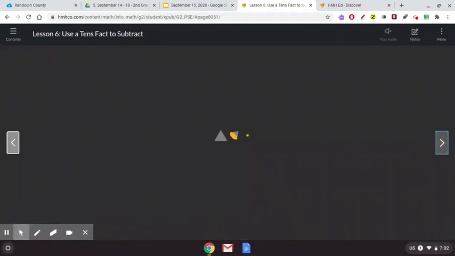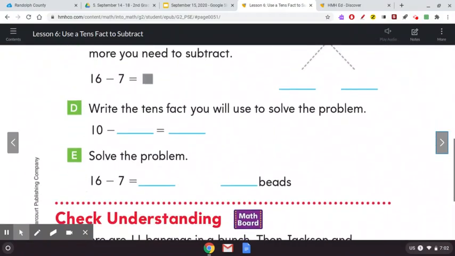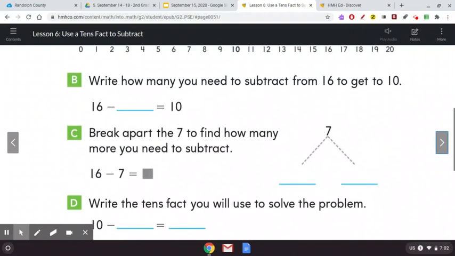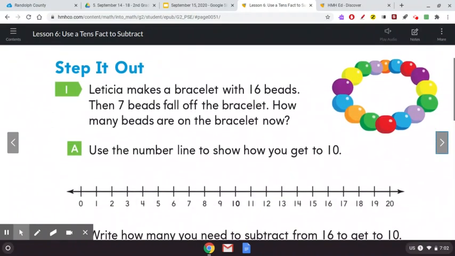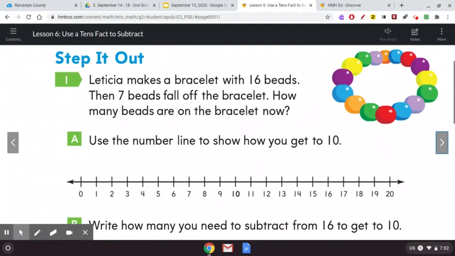which should be page 31. So now we're on page 31 where we are stepping it out. So they're showing us in steps how to complete these types of problems. This time we have a blank number line to work with. So Letitia makes a bracelet with 16 beads. Then 7 beads fall off the bracelet. How many beads are on the bracelet now?